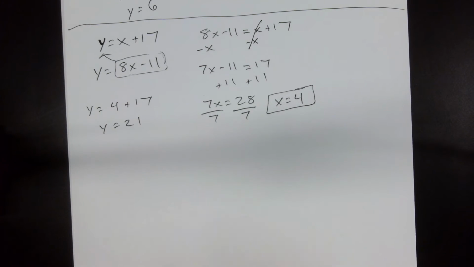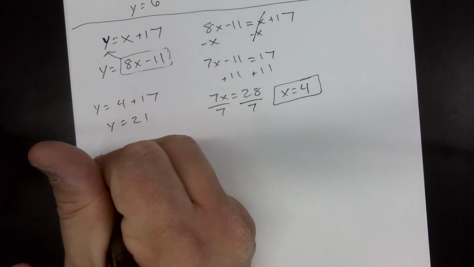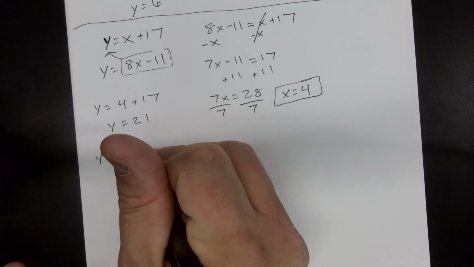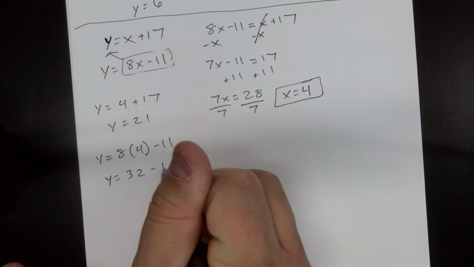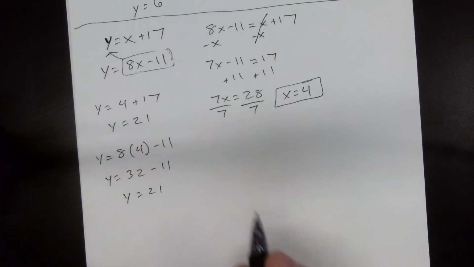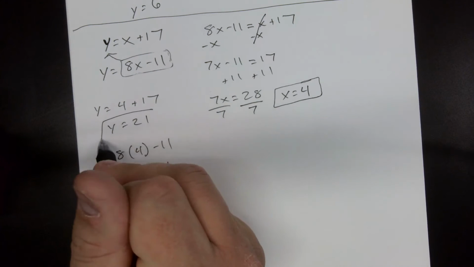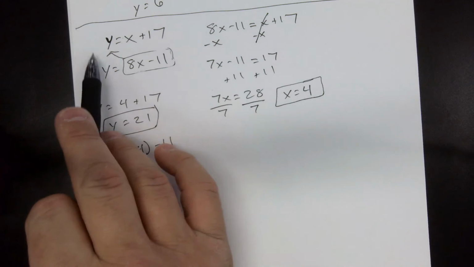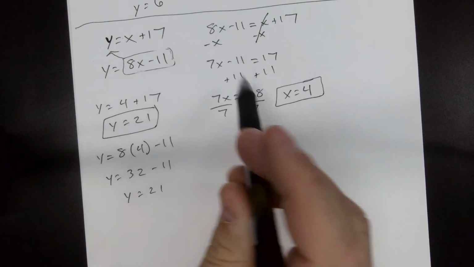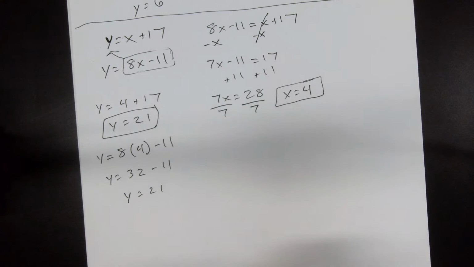Right? If you decided to plug it into the bottom one, you still get the same answer. Does everyone see that? So it doesn't matter which equation you plug it in for, you get to the exact same solution. So the moral of this one: if they're both y equals at the very beginning, you set them equal to each other. Okay, I'm going to let you guys try one on your own here.